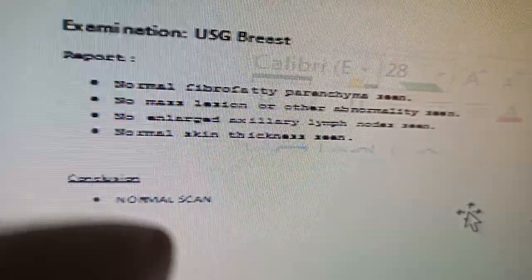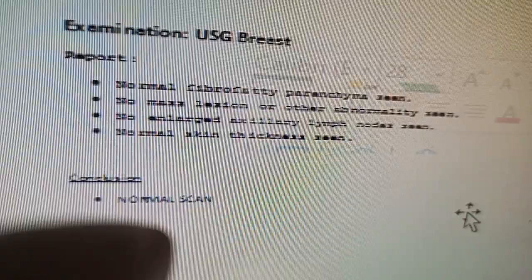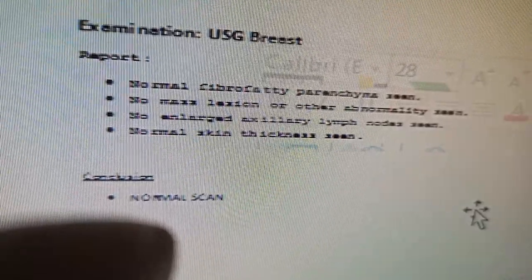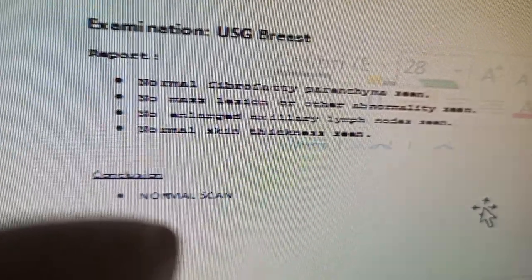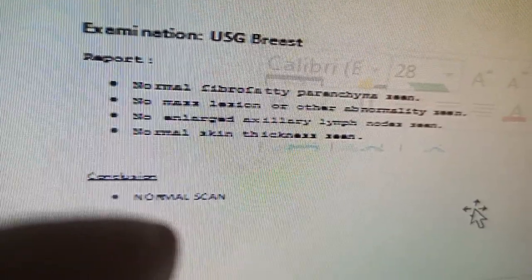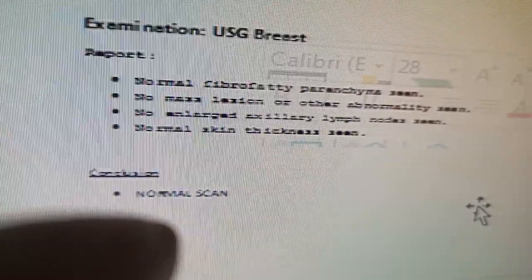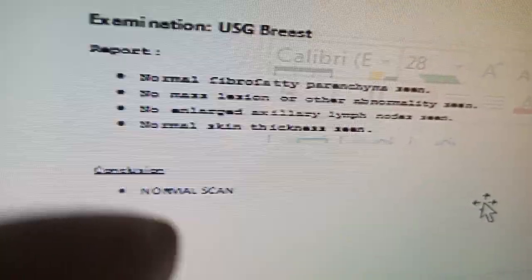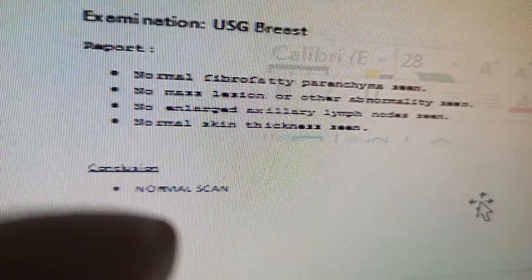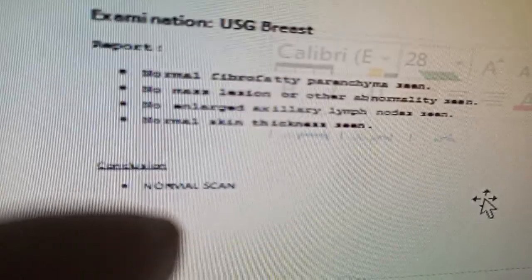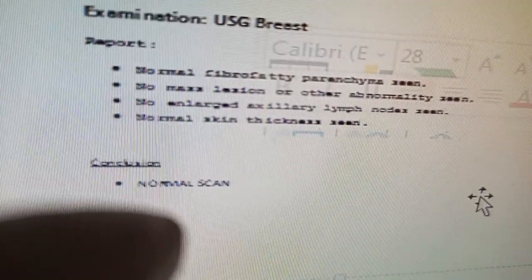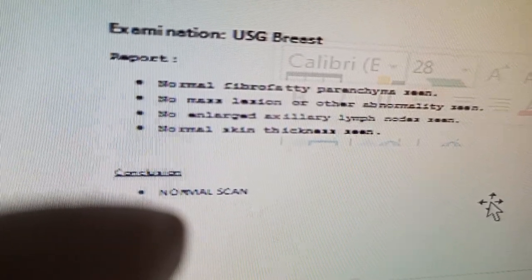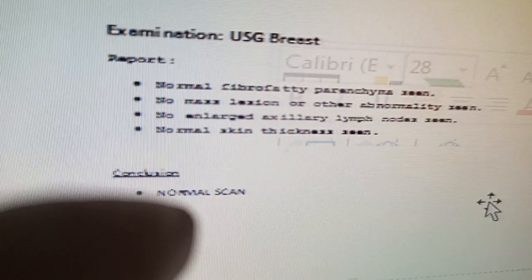In breast ultrasound reporting, we write: normal fibrofatty parenchyma seen, no mass lesion or other abnormality seen, no axillary lymph node seen, and normal skin thickness seen. So while describing the ultrasound of the breast, these are the four things included in the ultrasound report. Number one, normal fibrofatty parenchyma, no mass lesion or abnormality, no enlarged lymph node, and normal skin thickness.